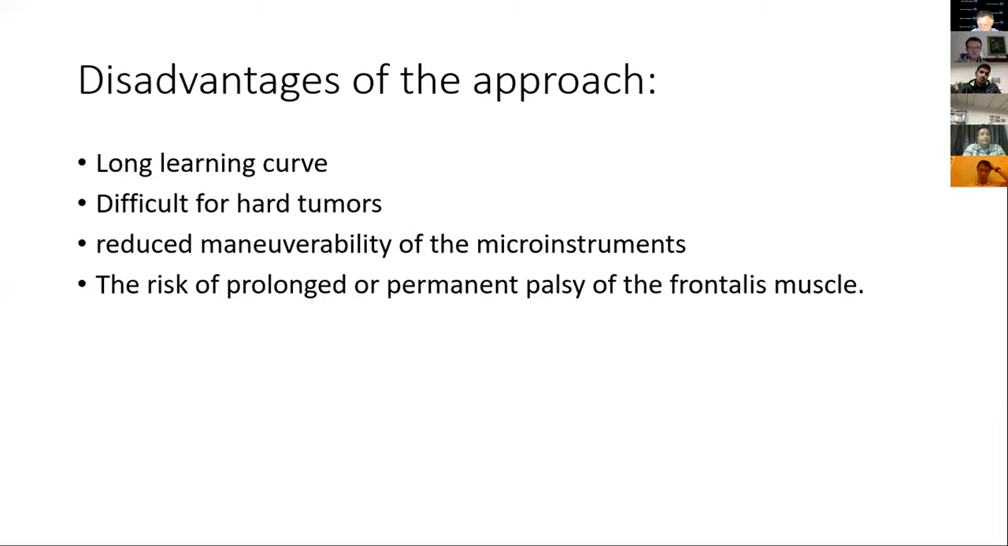It leads to negligible damage of the temporalis muscle, less wound-related pain, and early return to normal life. But there are various disadvantages which we have to take into consideration, like there is a long learning curve. It is difficult to remove hard tumors with this particular approach. There is reduced maneuverability of the instruments because of the small space, and risk of prolonged or permanent palsy of the frontalis muscle if the incision extends more than 1 to 3 centimeters. So we have to make sure that the incision line is in the eyebrow or just above that. It should not go beyond.